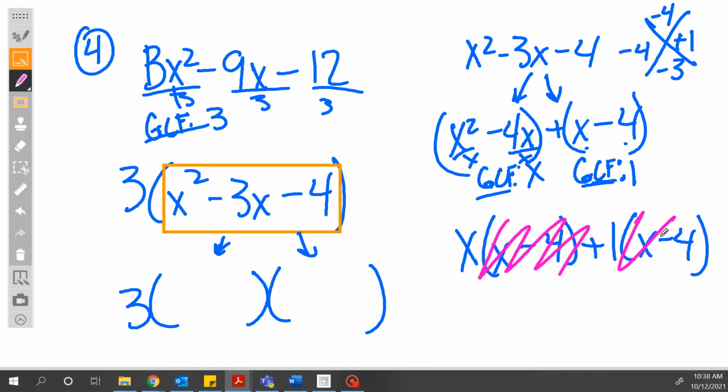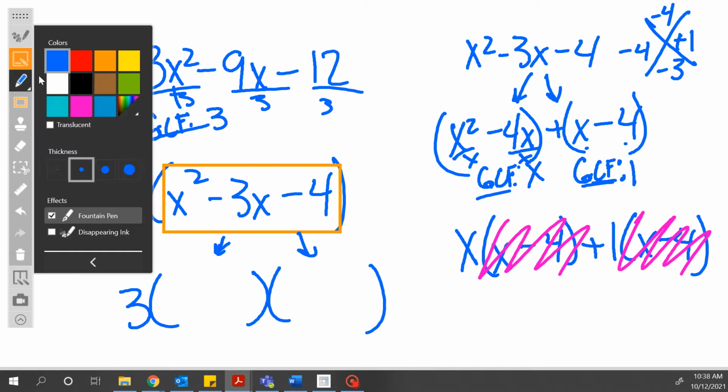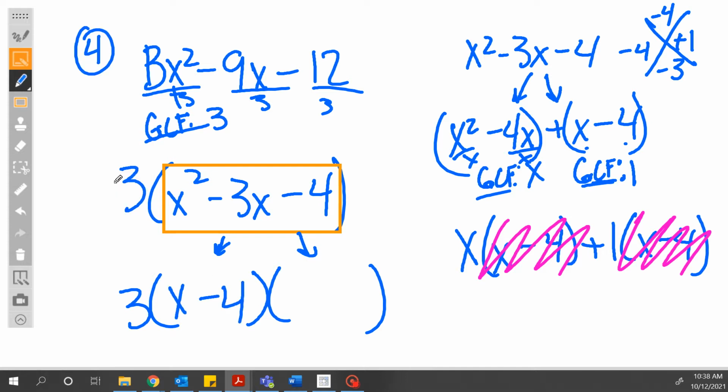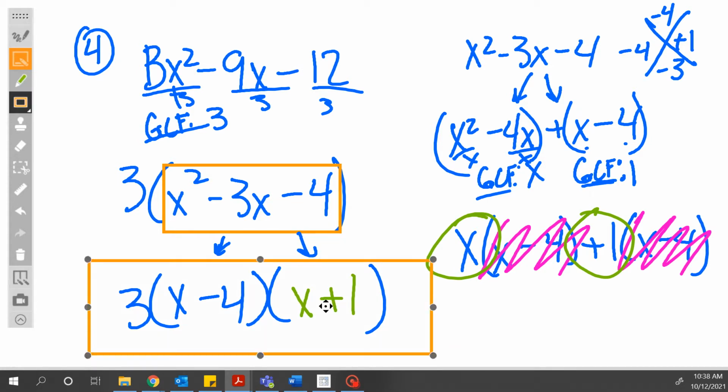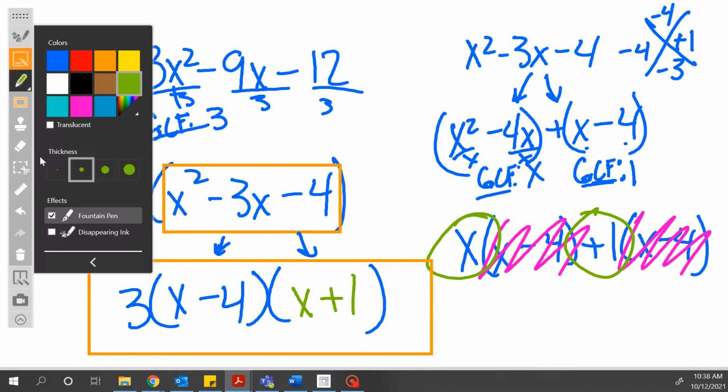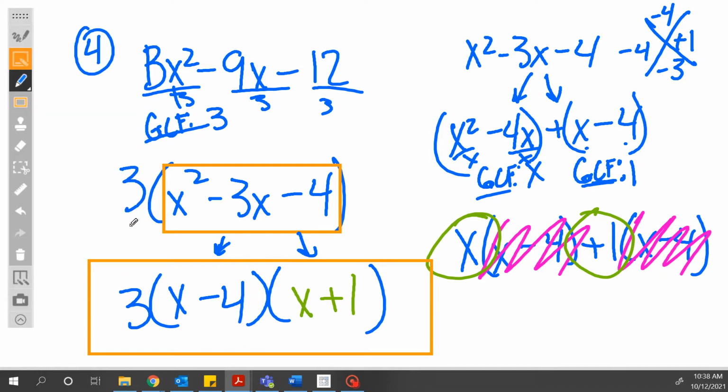My first factor is what they have in common, which is x minus 4. And my second factor is what I took out, which is x plus 1. So the factorization for our answer here: the 3 is a factor that we took out, that's the GCF. x minus 4 is a factor, and x plus 1 is a factor. So 3 times x minus 4 times x plus 1 for number 4.